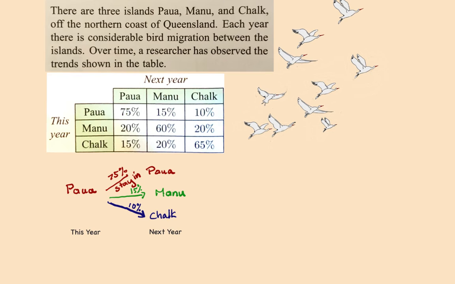And now we can use this information to put it into a transition matrix. But instead of percentages, we'll use proportions, which add up to 1. So in our first row, we'll show the transition from this year to next year of birds migrating from Pau to Manu and then to Chalk.